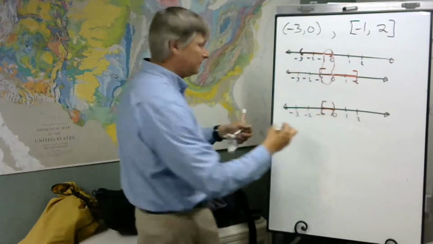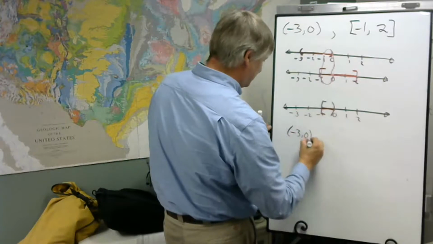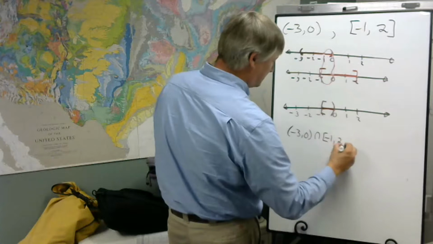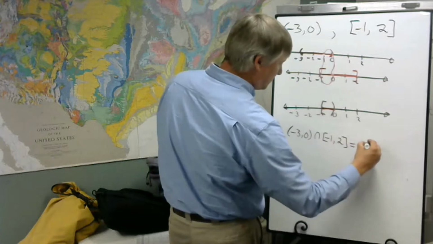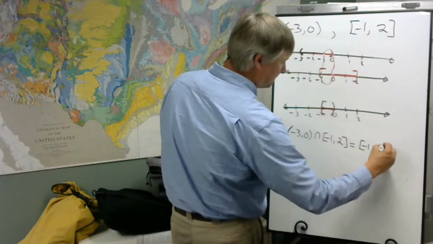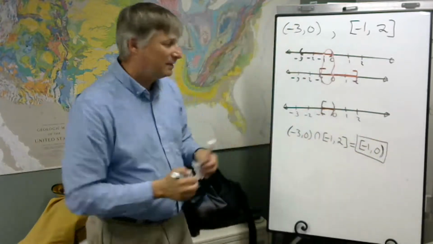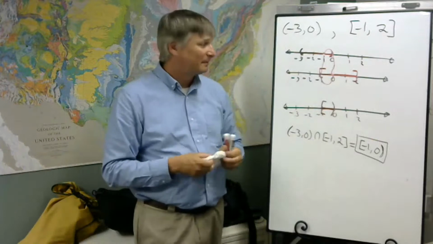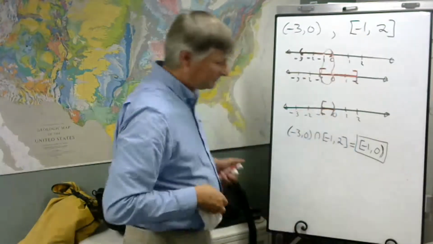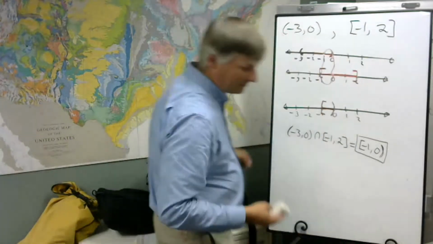So what this means, -3, 0 intersect -1, 2 is equal to -1, 0. And that's going to be our answer. So let's take a look at some other ones here.